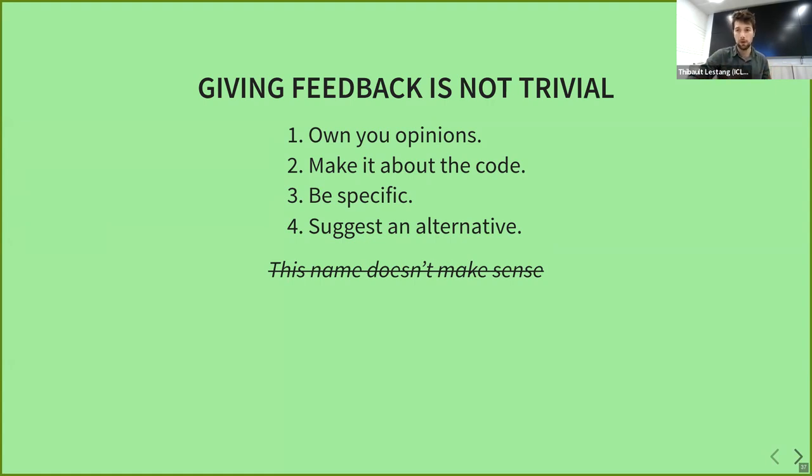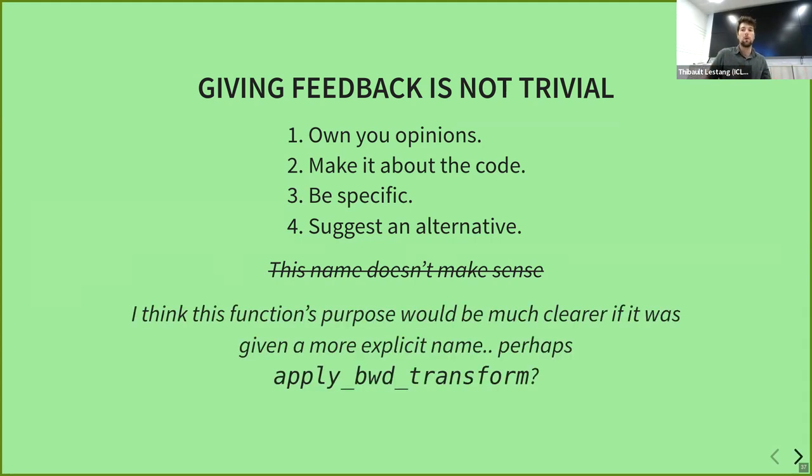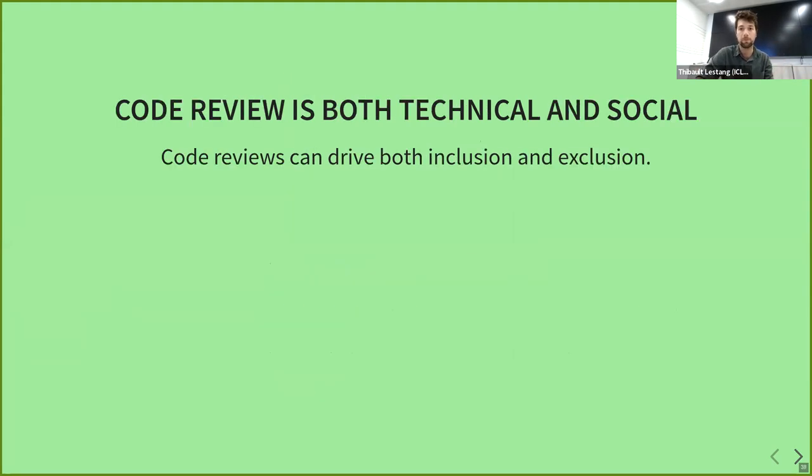It's important to own your opinions, make them about you. It's your opinion. It's about the code. It should be specific and also suggest an alternative. So instead of saying "this name doesn't make sense," you could go with, "well, I think that this function's purpose would be much clearer if it was given a more explicit name, like maybe apply backward transform." And so this feedback is longer, yes. But it's also owned, it's about the code, it's quite specific, and there's a clear alternative to it.